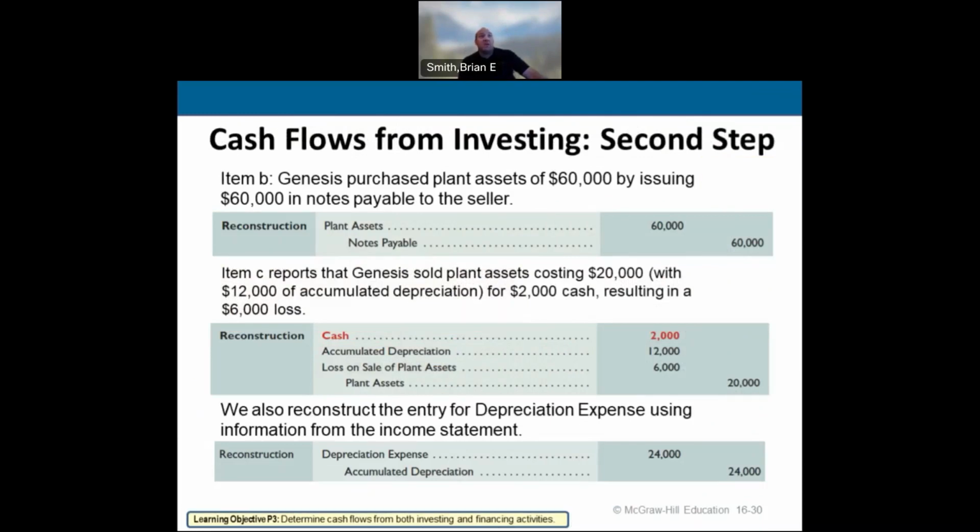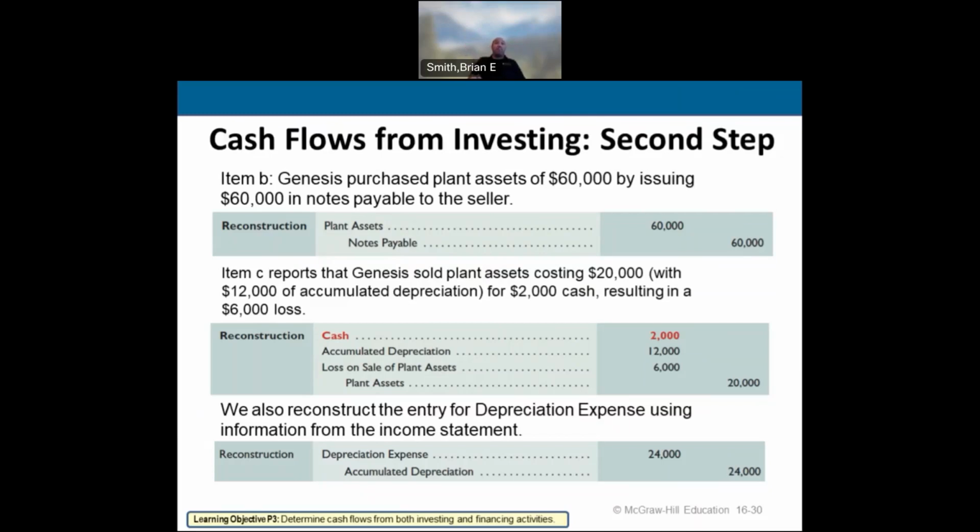With item C, it reports Genesis sold plant assets costing $20,000 for $2,000 cash, resulting in a $6,000 loss. So the loss we dealt with in the operating activity, so we're not dealing with that. But we do have accumulated depreciation and plant assets, which we had a $2,000 cash increase from that sale. So we're going to also figure out that. Plus, we also had that $24,000 accumulated depreciation expense. So we see there that there was a $12,000 increase to accumulated depreciation, which is what it said before. And so we've now accounted for our accumulated depreciation, and we're good for that.